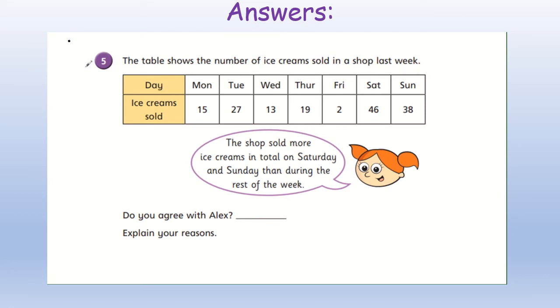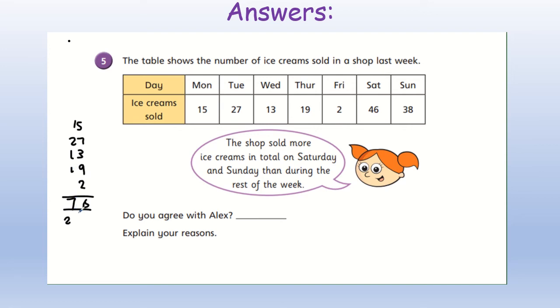So, did they sell more ice creams on Saturday and Sunday than they did in the whole of the rest of the week? So, Monday, Tuesday, Wednesday, Thursday and Friday. If we add all of those together, we have 9, 10, 11, 12, 13, 14, 19, 21, 2, 3, 4, 5, 6, 2, 3, 4, 5, 6, 7.